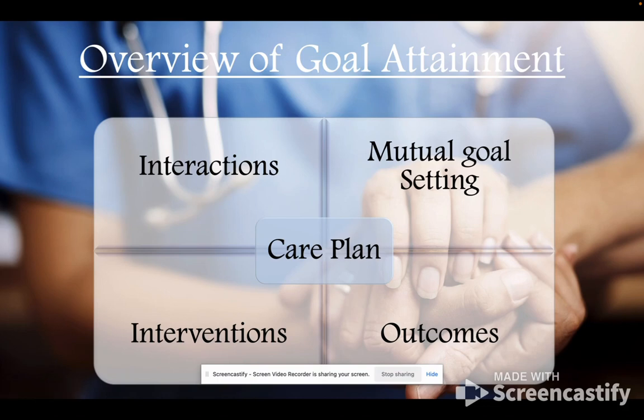Okay, so this slide will be giving an overview of Imogene's theory, goal attainment. The basic concept of the theory is that the nurse and patient communicate information, set goals together, and then take actions to achieve those goals. The nurse creates a care plan. This encompasses an assessment made by the nurse and a medical diagnosis. Once this is done, then the nurse can set mutually agreed upon goals with the patient and set interventions to work towards those goals. Finally, the nurse assesses to see if the outcomes were achieved.